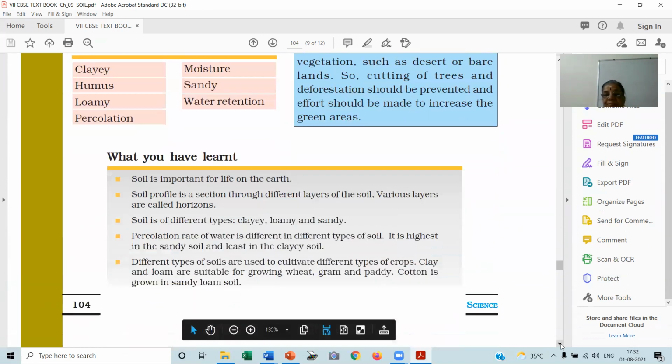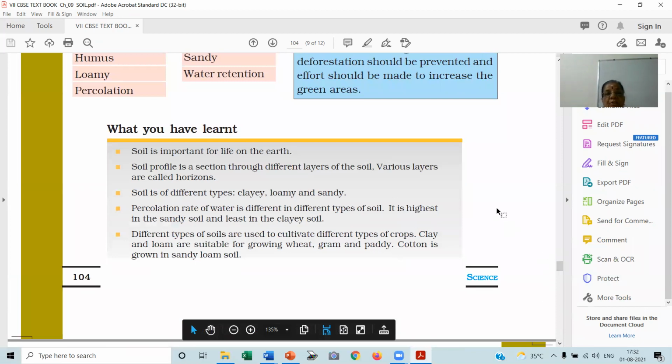I hope you understand. Soil is important for life on earth. Soil profile is a section through different layers of the soil. They are called horizons. Different types of soil: clayey, loamy and sandy. Percolation rate is highest in sandy soil and least in clayey soil.